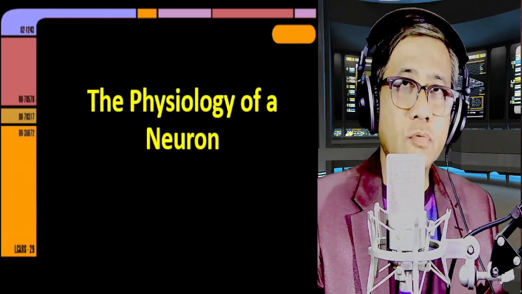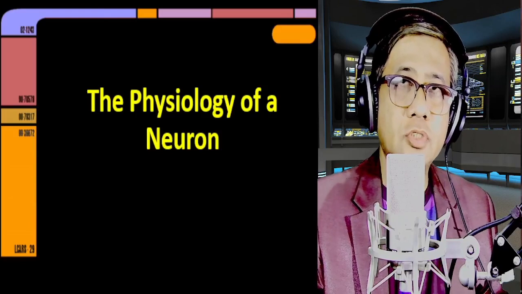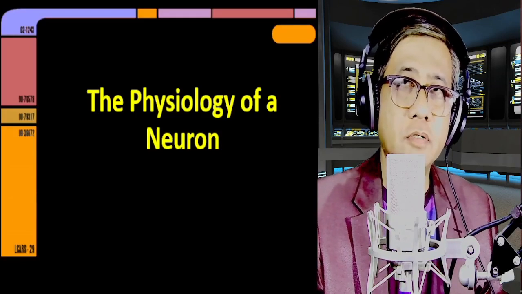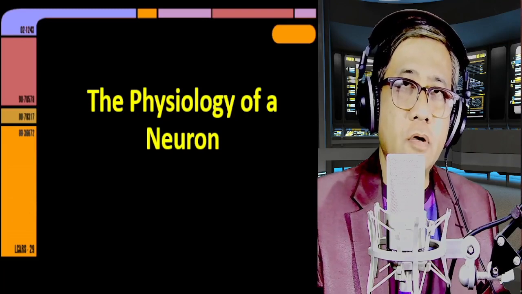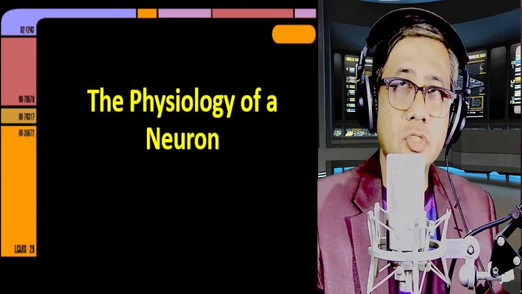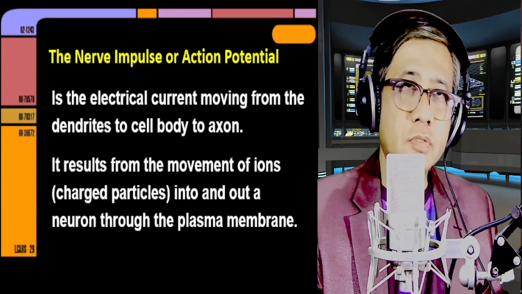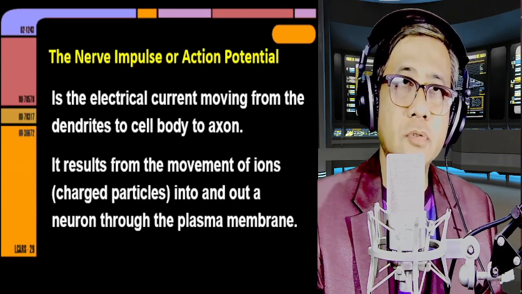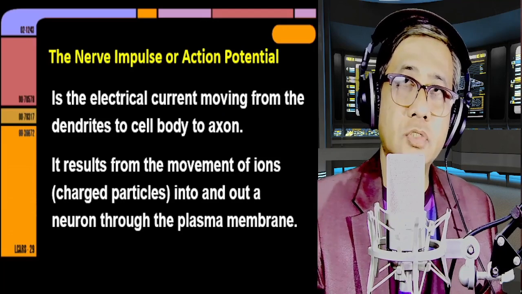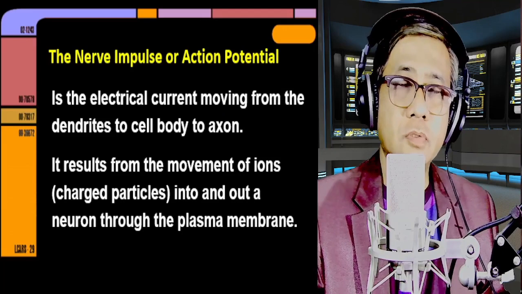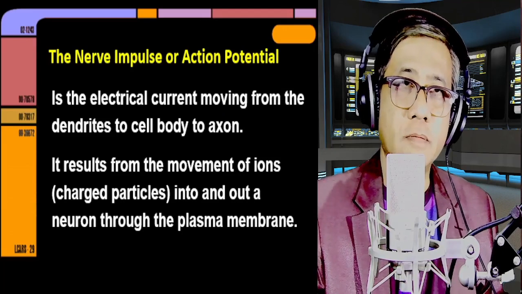Now for this lesson, we shall study the physiology of a neuron or how nerve impulses are transmitted. When we speak of nerve impulse or action potential, this refers to the electrical current moving from the dendrites to the cell body to the axon of a neuron. Neurons are the unit structure of our nervous system.